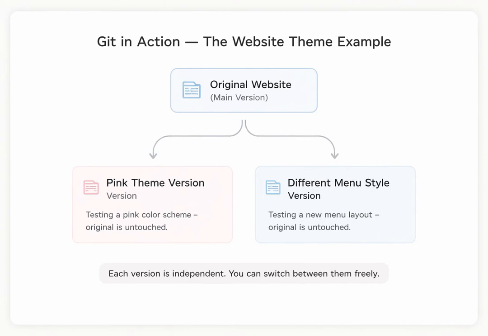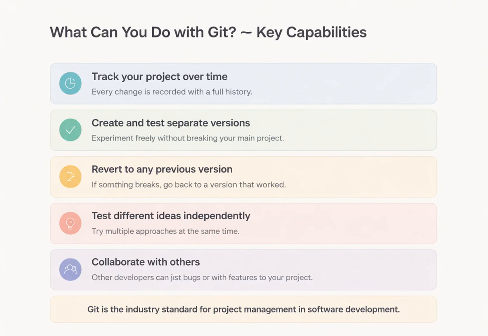Let's make this concrete with an example. Say you've built a website and you're happy with the current theme. Now your client says, hey, what would this look like with a pink theme? Instead of changing your original code and risking breaking it, you create a new version, a branch, just for the pink theme. Your original copy stays exactly as it was. Then maybe someone else says, what if the menu looked completely different? You create yet another version from the original for that experiment. Each version is completely independent. You can switch between them, test them, and decide which one to keep, all without ever touching your original working code.